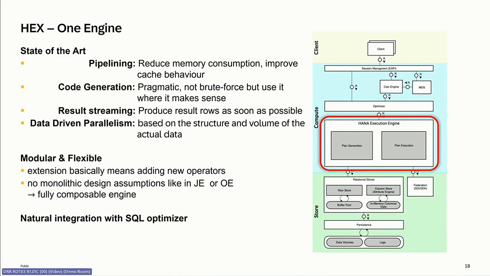And what we also don't have, and this is something important because it distinguishes us from the legacy engines, we don't have any monolithic design assumptions. So like, for example, in the join engine, which was based on this concept of semi-join reduction, we use it in HEX, but we build generic mechanisms.